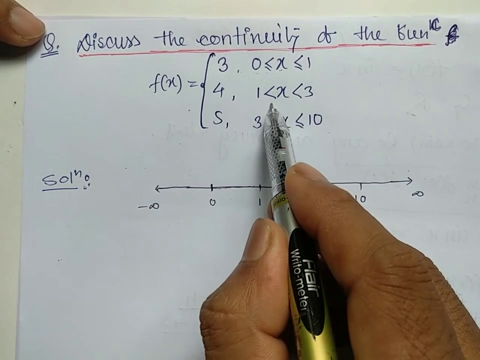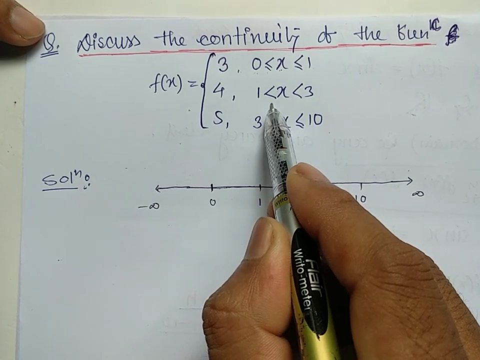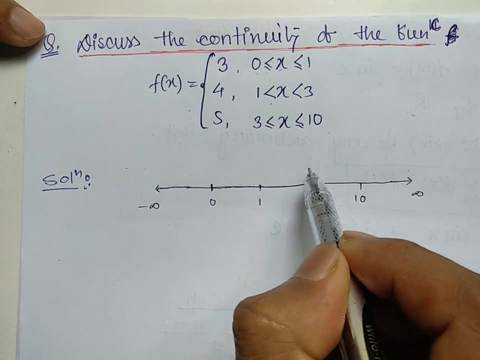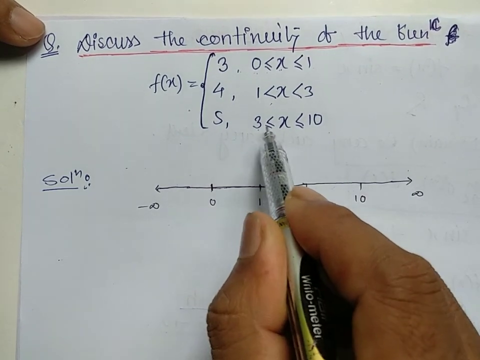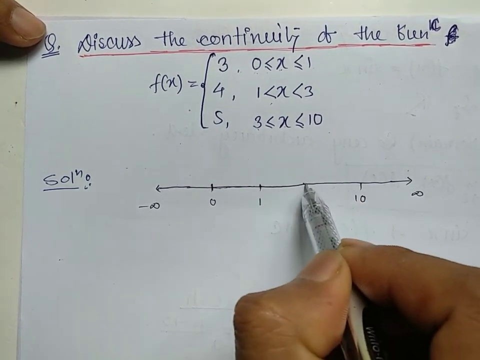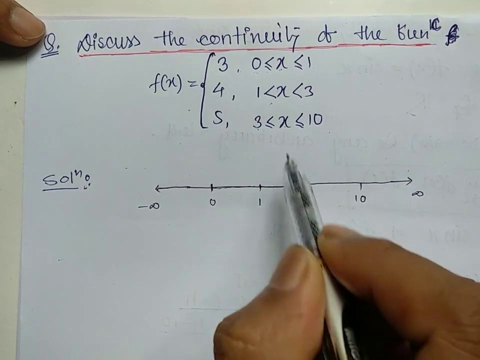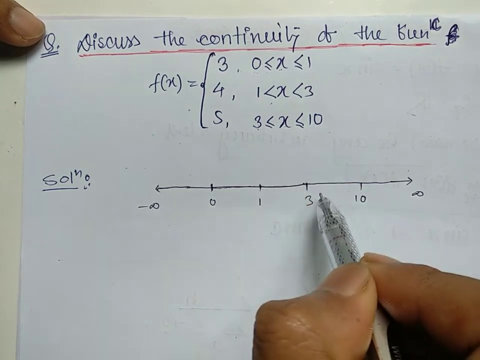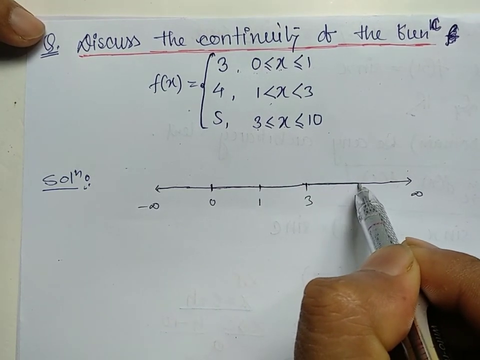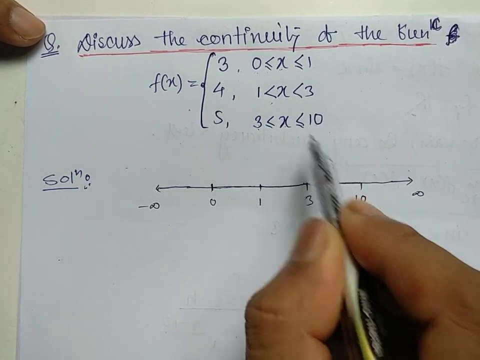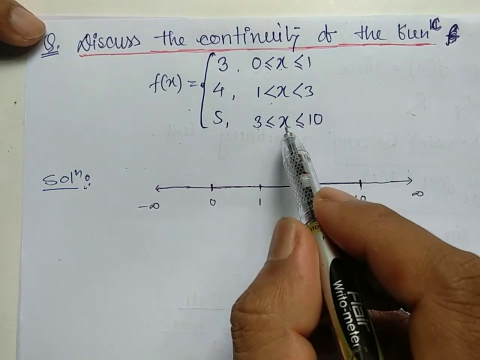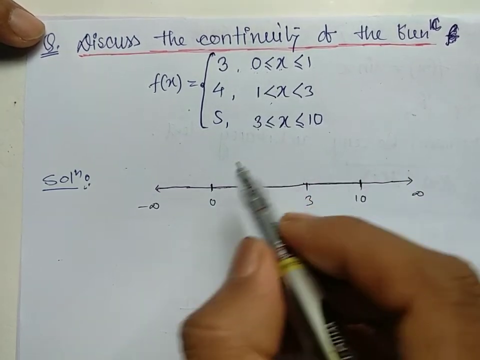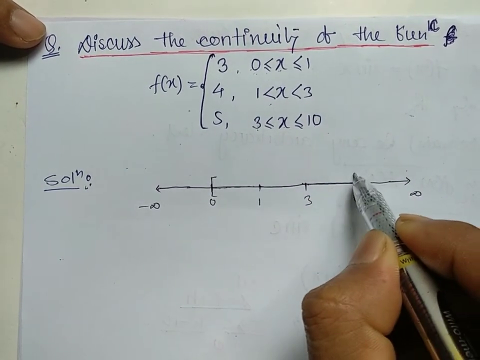Then here in the second case, we have considered all those values of x which lie between 1 and 3. That means all those numbers we have considered. But till now, we are not considering 3. In the third case, it is given that x may be equal to 3 also, so we can consider 3 also. Then in the next one, x lies greater than 3 and less than 10, so all those real numbers we can consider. Then in the last case, x is equal to 10. Is there any value of x greater than 10? No. Is there any value of x less than 0? No. That's why the domain should be from 0 to 10.